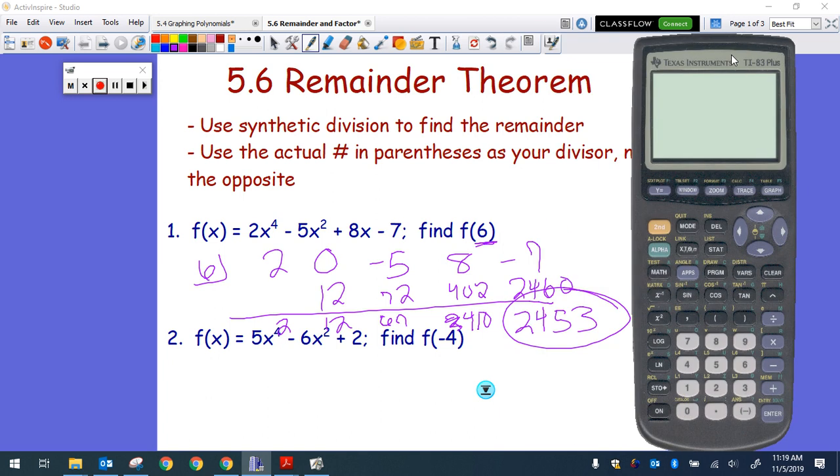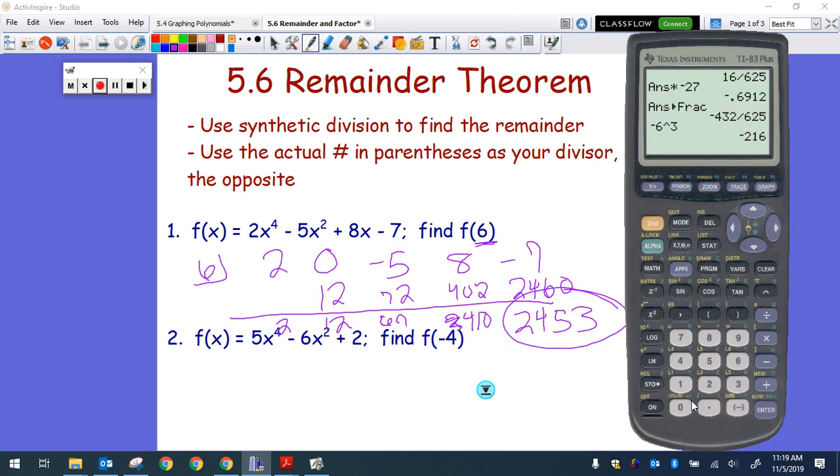Let me show you that it is true. If I plug 6 in, so if I did 2, but I'm plugging in a 6 to the 4th, minus 5, but I'm plugging in a 6 to the 2nd, plus 8, but I'm plugging in a 6, minus 7, we get 2,453. So this is another way of plugging in numbers and seeing what your answer will be.